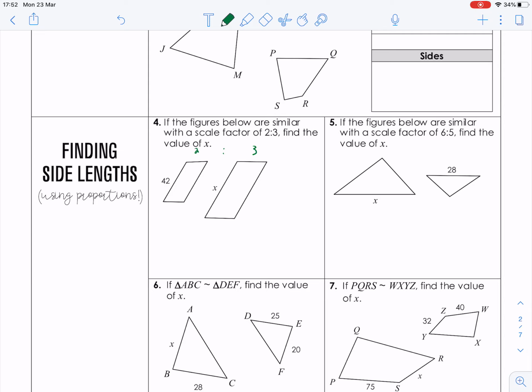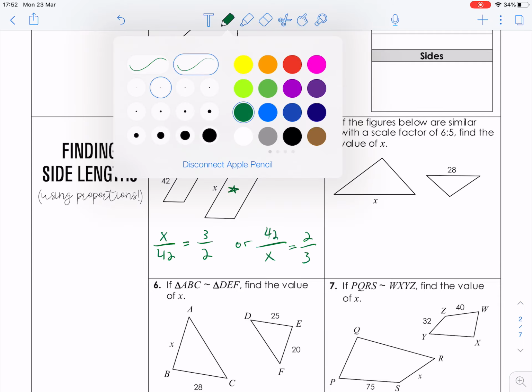So let's always put the image on top. Since we don't know the image, we just call this the image. So we go x is to 42 as 3 is to 2. And then we solve for x. Or we could have done it the other way. 42 is to x as 2 is to 3. Would it give you the same answer? It does, but let's check and see why.